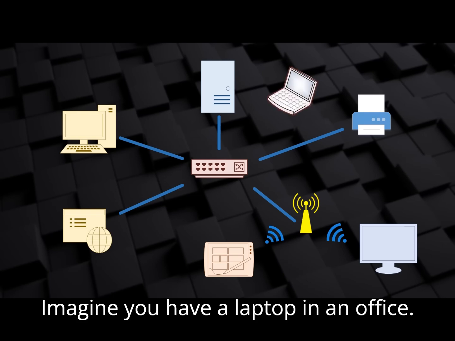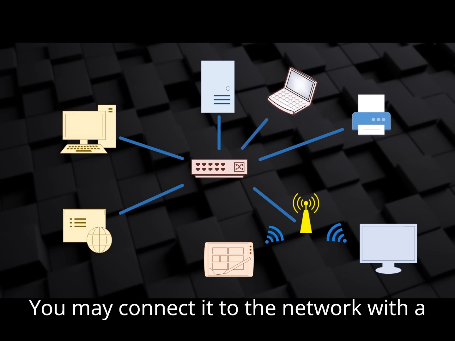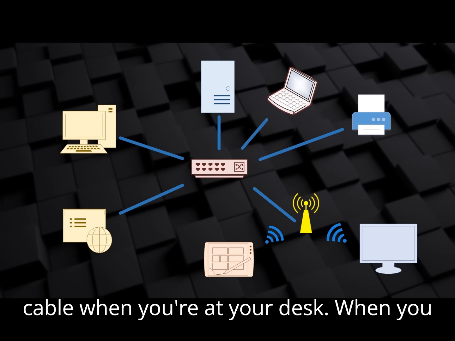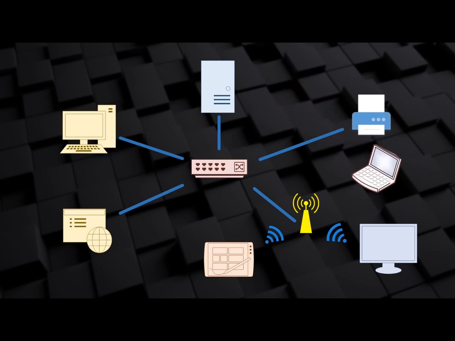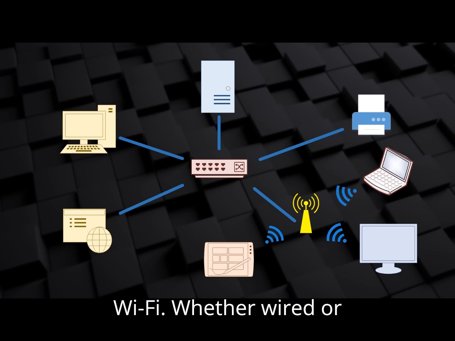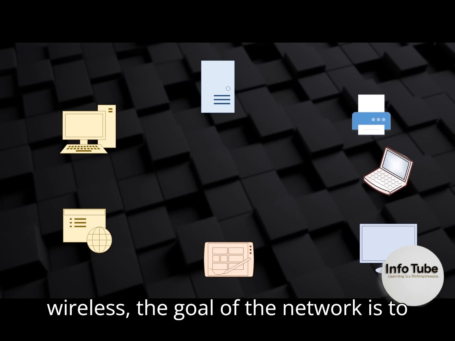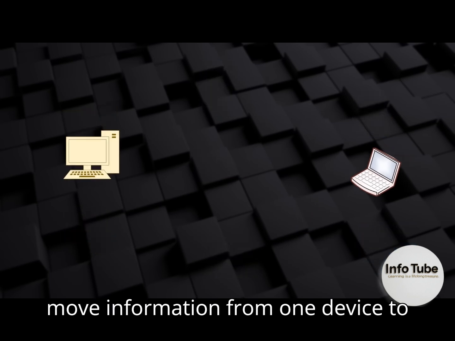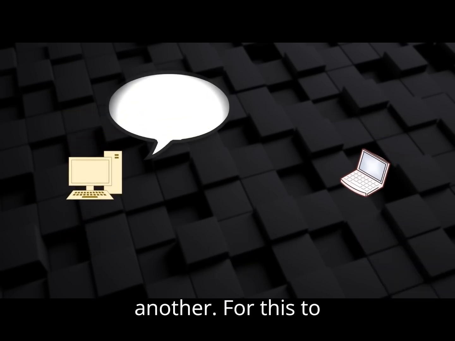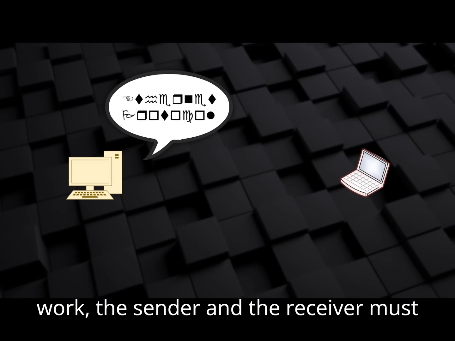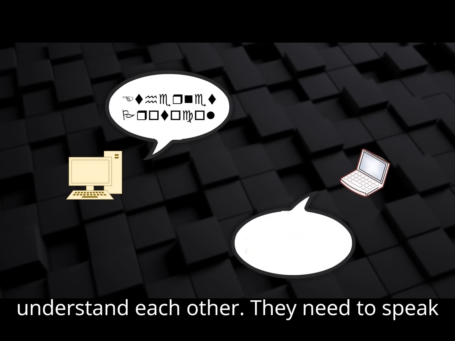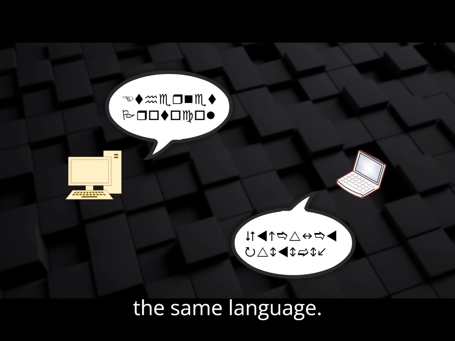Imagine you have a laptop in an office. You may connect it to the network with a cable when you're at your desk. When you have a meeting in the conference room, you remove the cable and connect to Wi-Fi. Whether wired or wireless, the goal of the network is to move information from one device to another. For this to work, the sender and the receiver must understand each other. They need to speak the same language.